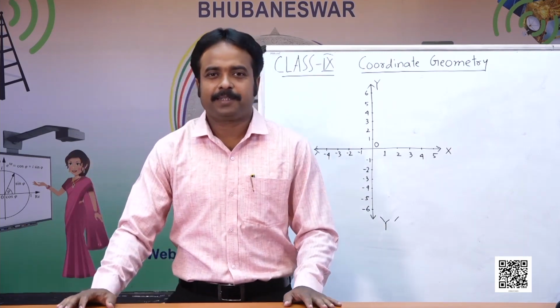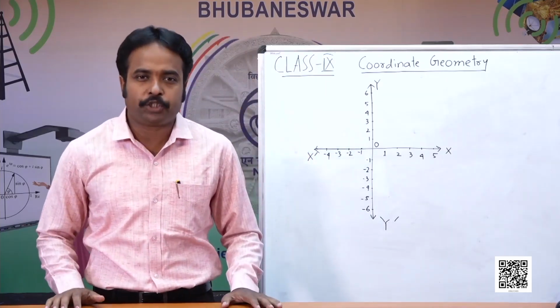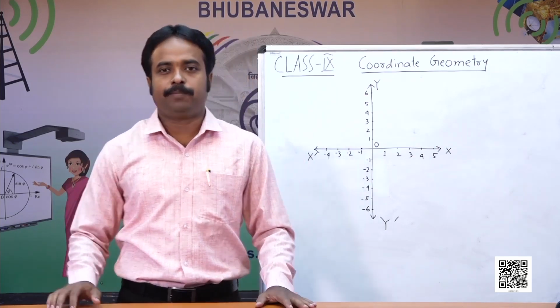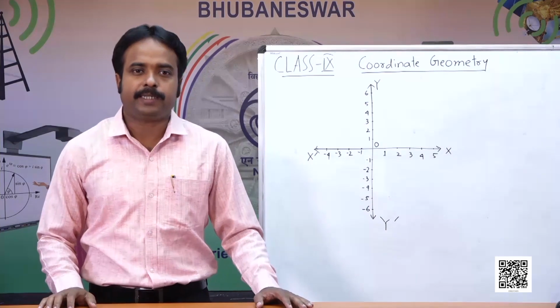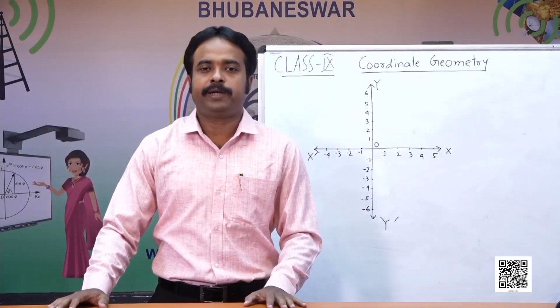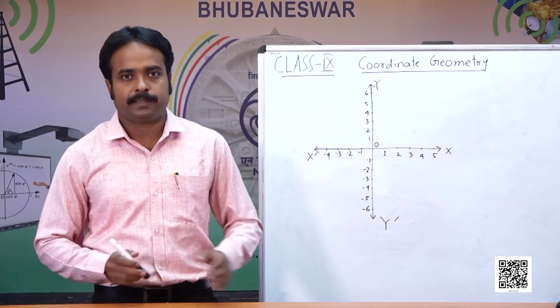In the last class, we learned about the very basic ideas of coordinate geometry such as axis, Cartesian system, quadrants, distance of a point from the axis, and coordinates of a point. Let us quickly recall these things.